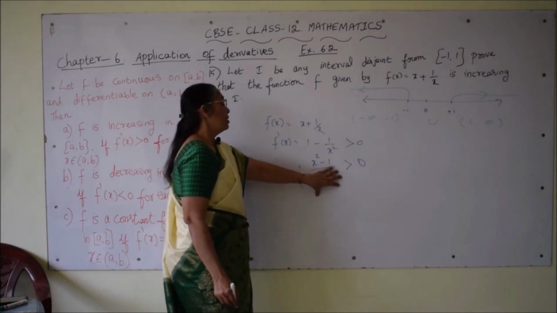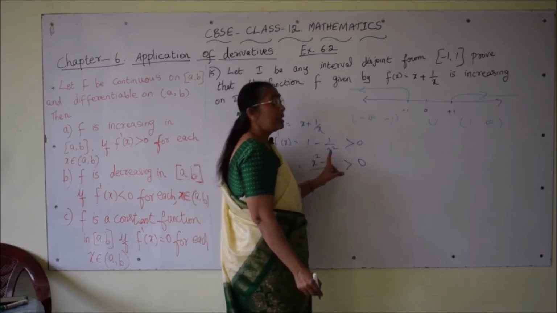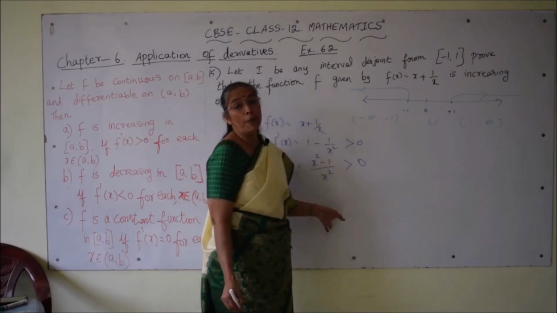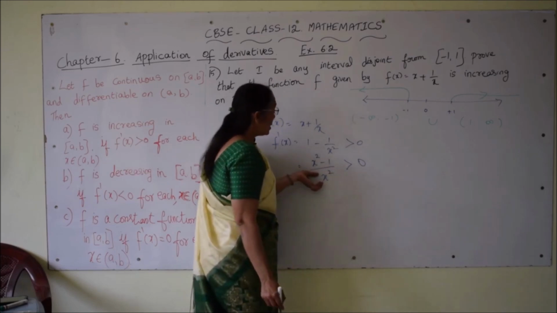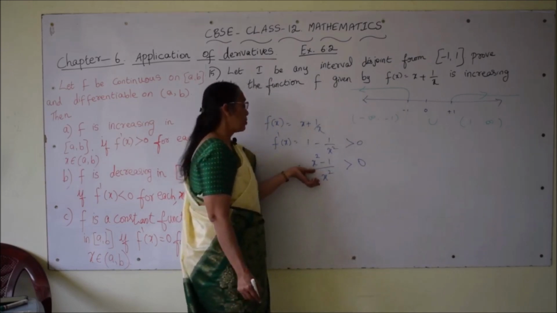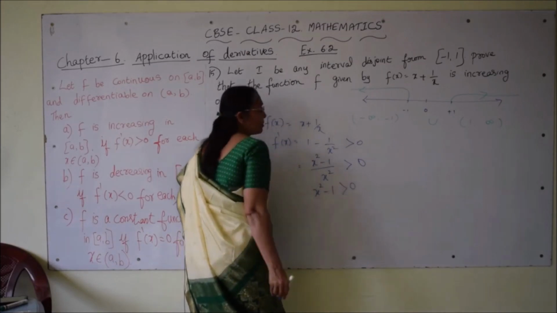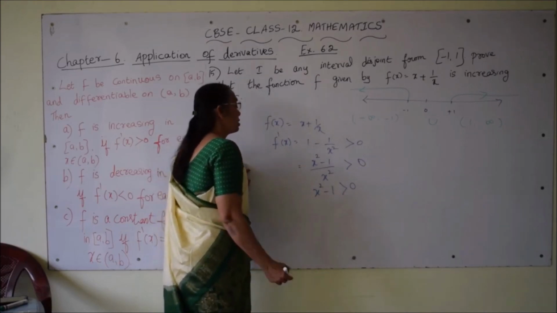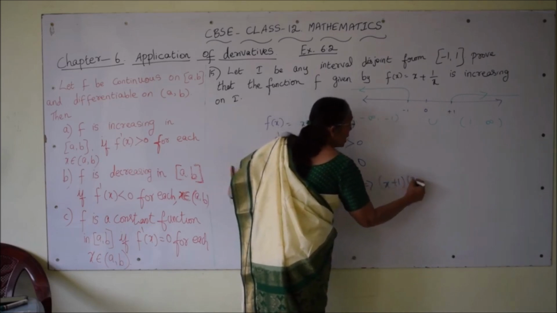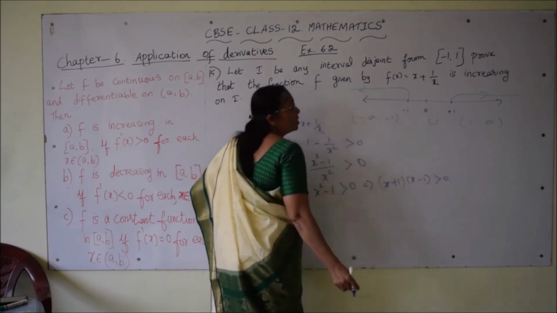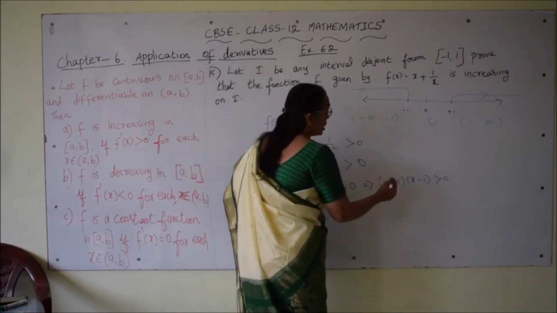Now, for the fraction to be positive, either both the numerator and denominator should be positive or both should be negative. Already the denominator is positive here, x square is positive. So, numerator x square minus 1 must be positive. So, x square minus 1 must be greater than 0, which implies x plus 1 into x minus 1 is greater than 0.